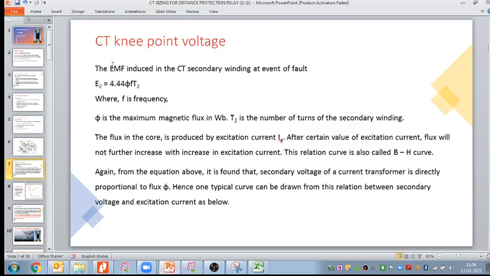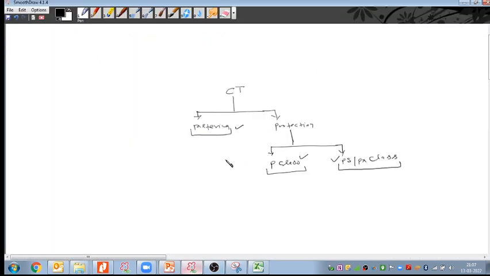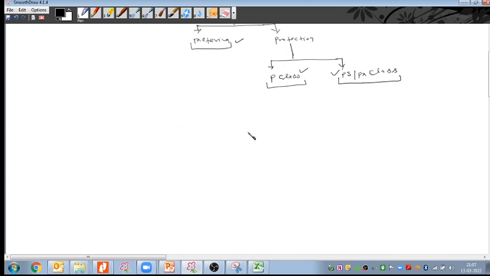So what is the knee point voltage? First of all, let us know that, and after that we will do the calculations. The CT knee point voltage is the EMF induced in the CT secondary winding at the event of fault. That is the statement I added today in my slide. At the event of fault, the EMF induced in the CT secondary winding is the point we are discussing.